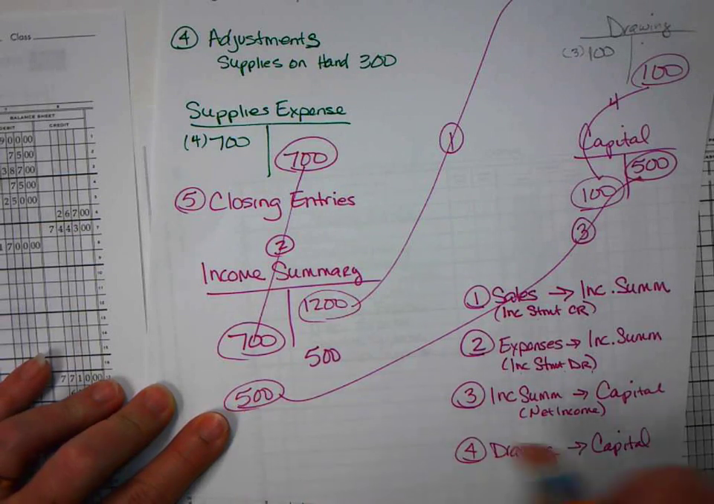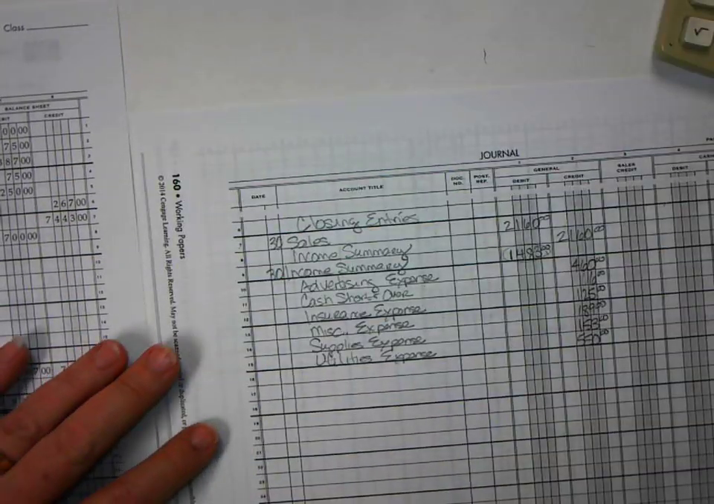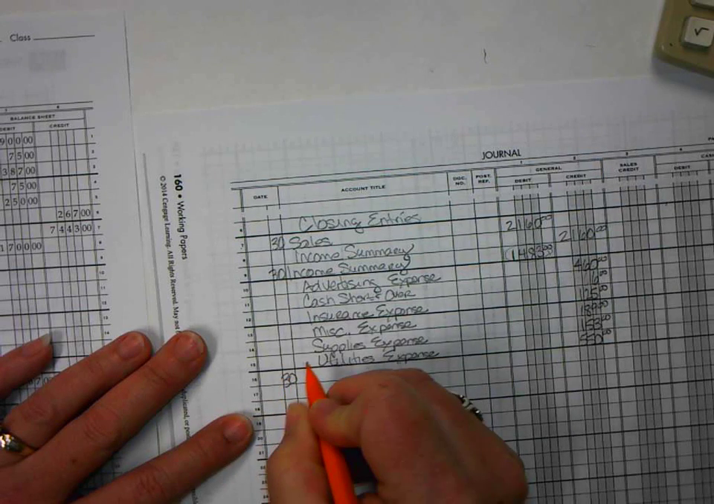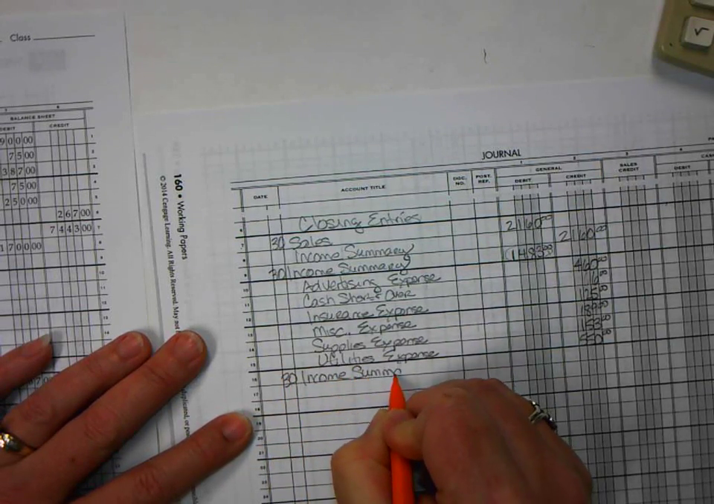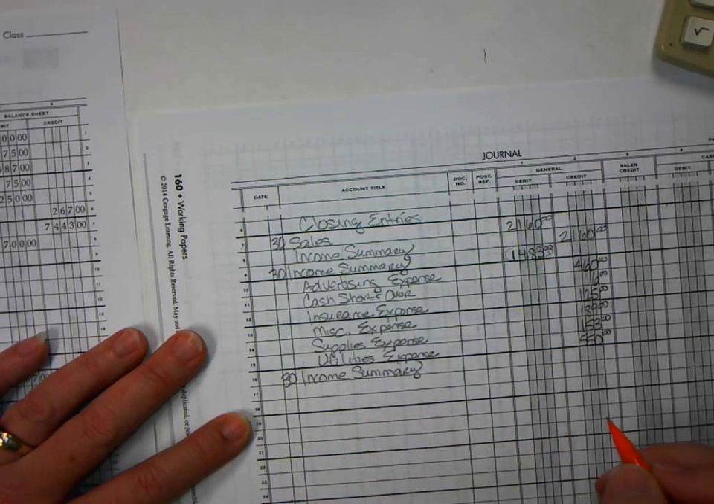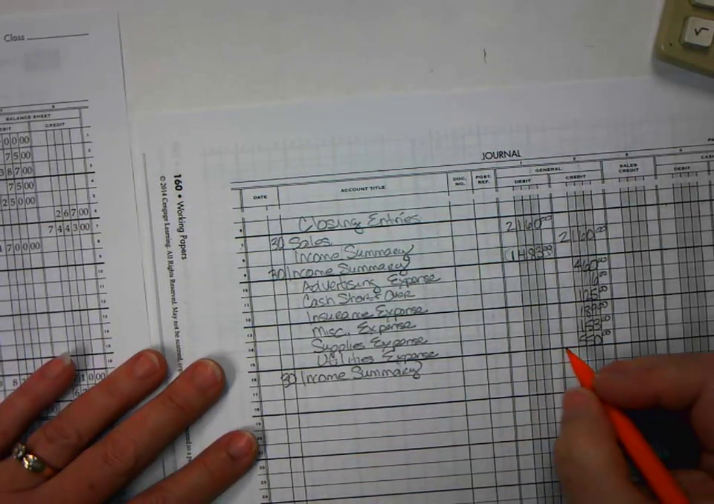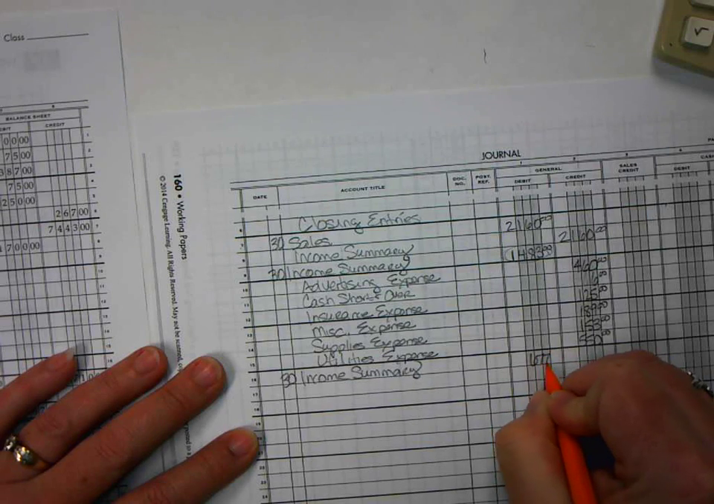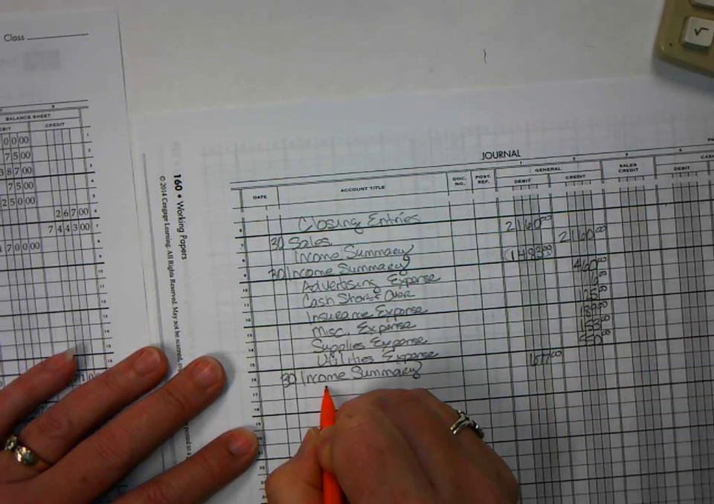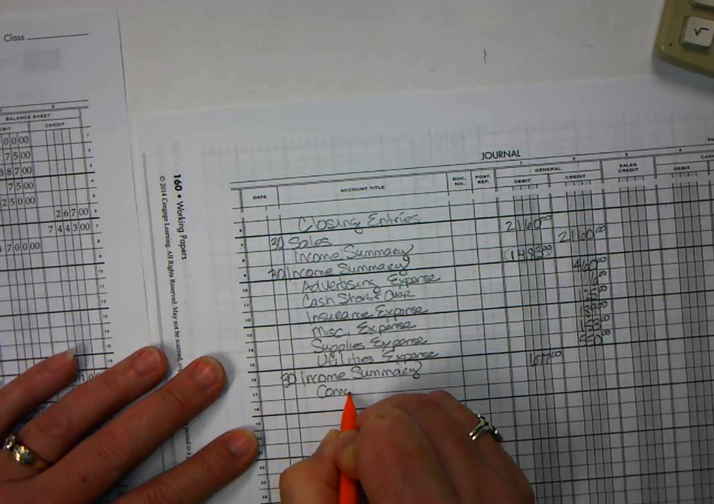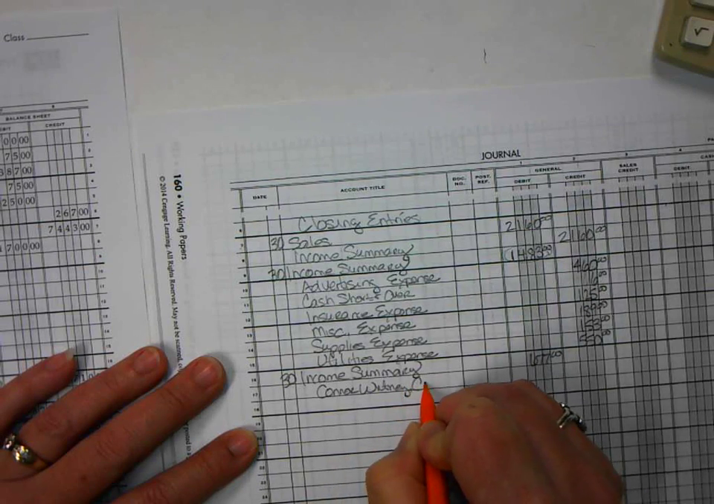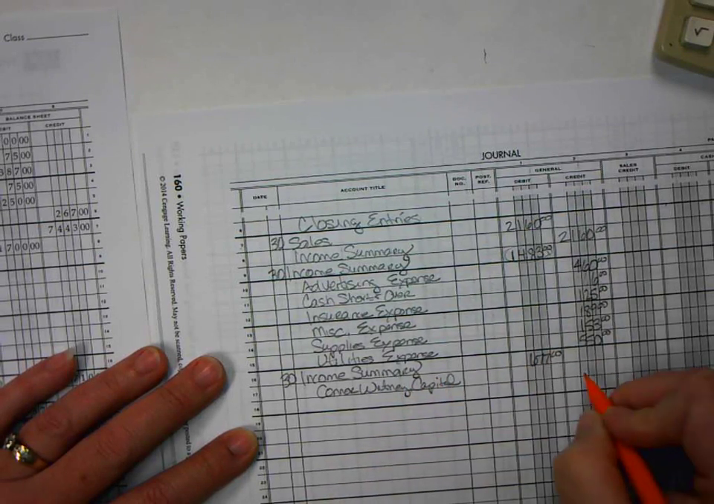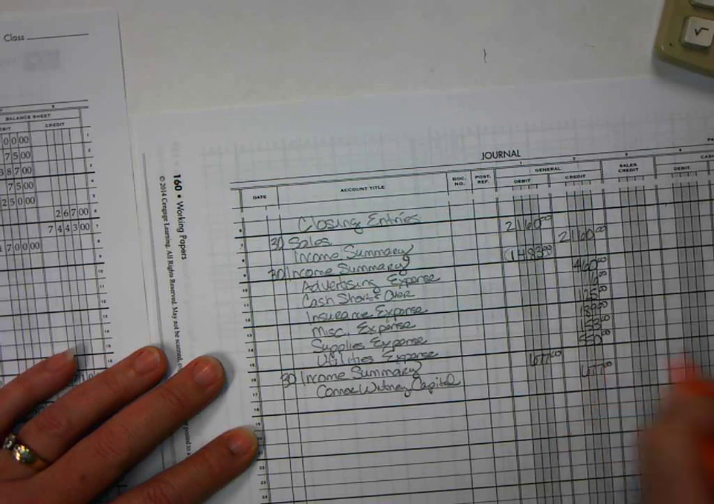So debit going first. Income summary for 677. And then Connor Whitney is our owner. So we're transferring that $677 to him.